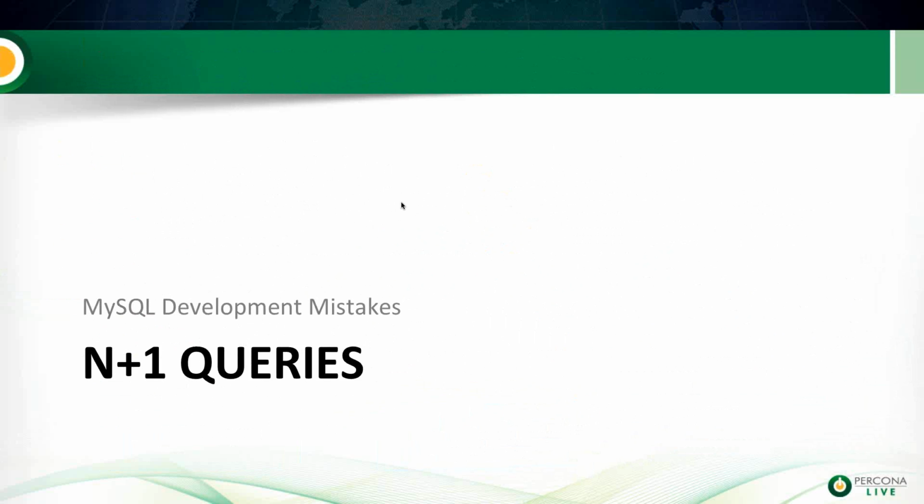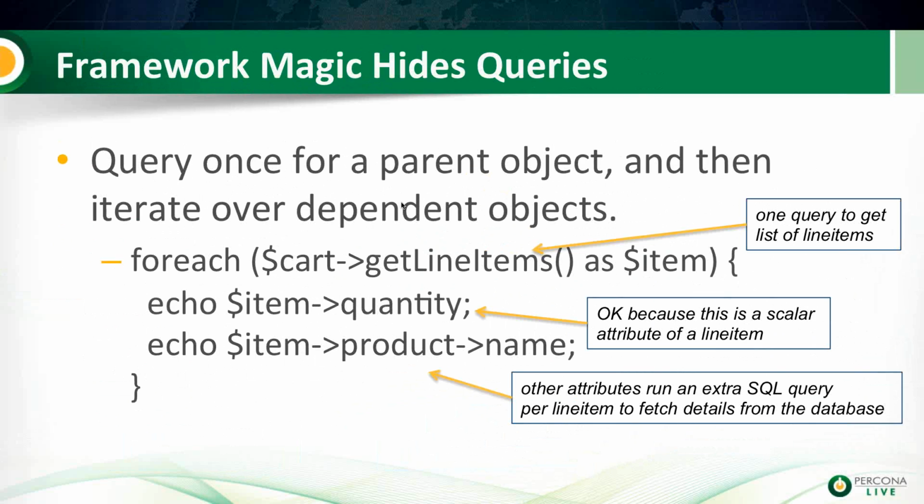Another development mistake: N+1 queries. This is an interesting case because it hides from us. Say, for example, we're using an object-oriented framework for our development, and we can query to get a parent object and then iterate over dependent objects. For example, I'm looking at the contents of a shopping cart, and I say, for each cart, get line items, looping over it with a loop variable item. I could echo... I know that the get line items function internally is using an SQL query to get a list of the line items associated with that shopping cart.